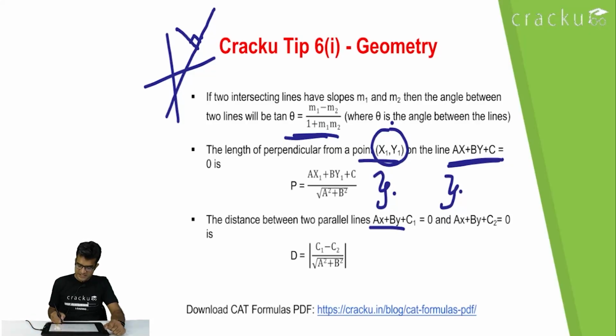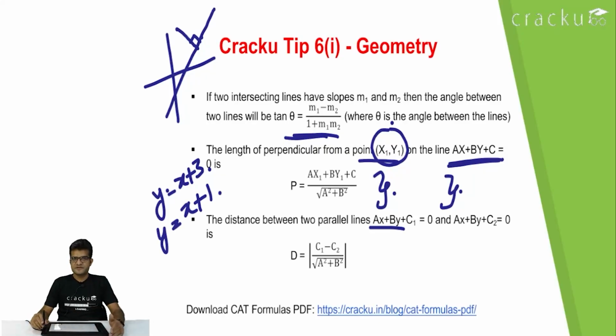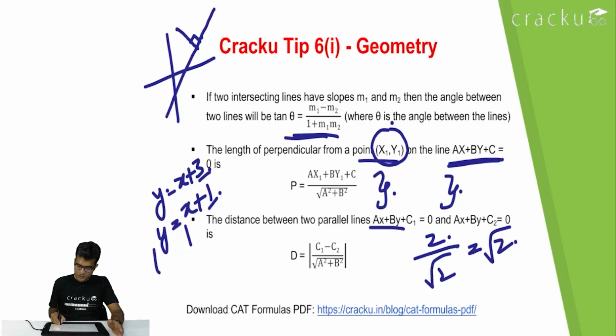Now, what is the distance between 2 parallel lines? Like in the earlier slide, we have looked at 2 parallel lines, which is y is equal to x plus 3 and y is equal to x plus 1. These 2 are parallel lines. What is the distance between these 2? You just subtract the constant terms. In this particular case, it will be 2, and you divide it by the square root of the coefficients of x square and y square. The coefficients of x square and y square in both the cases is 1. So the distance between these 2 lines is 2 by square root of 2, which is square root of 2. This also is an important formula, and it's an easy formula. So again, you would do well to remember it.